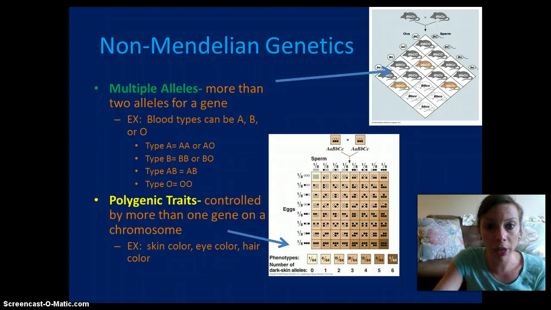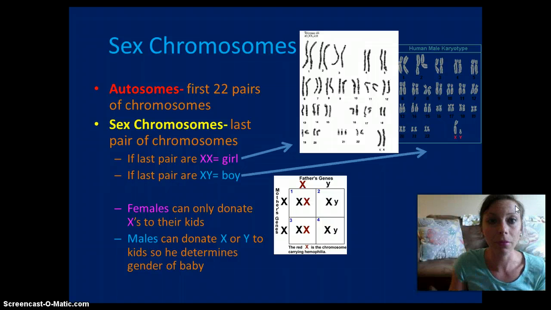The polygenic traits are going to be controlled by more than one gene on a chromosome. So for example, skin color, eye color, and hair color, there are multiple genes on the same chromosome that control the color, giving us a wide range of colors that we can have for our hair, eyes, and skin.